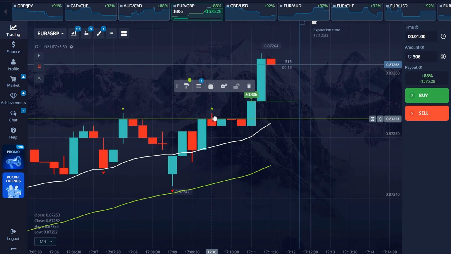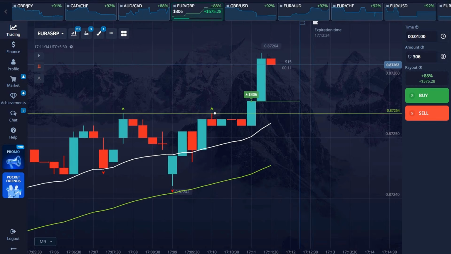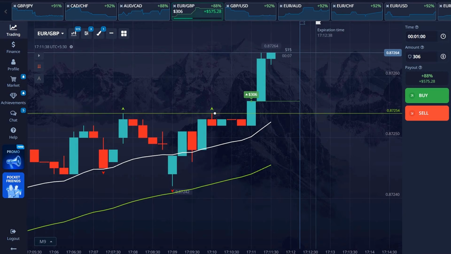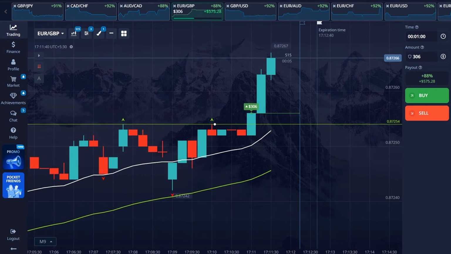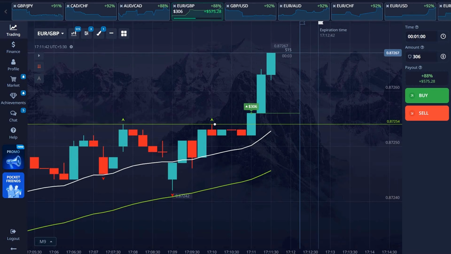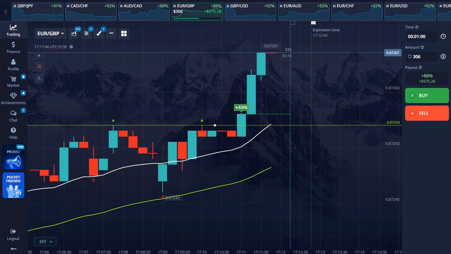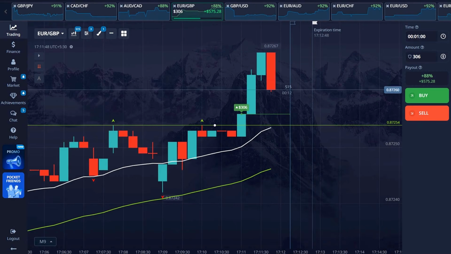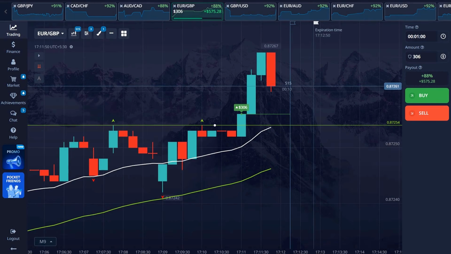My rule is simple. I don't enter the trade until the market gives me a clear breakout. Notice here, the candle closes above the fractal line and also stays above both the white EMA and green EMA, which confirms an upward trend. That's my confirmation. So right at this point, I entered a buy trade expecting price to continue higher.